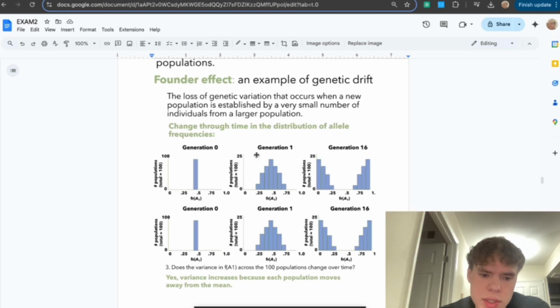So you look here, generation zero, the allele frequency is 0.5, everything's equal. After one generation, it changes. And after generation 16, you have some groups that'll be 100% big allele A, and another group that'll be 100% little allele a. So that's just how genetic drift works over time.